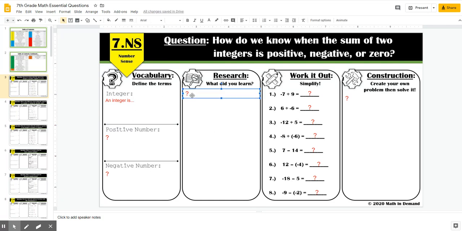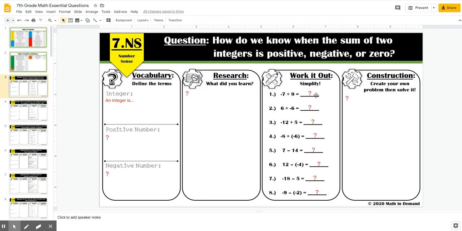Now, the research is that students are going to research the question. I want students to answer the question. And I tell my students I want it to be a very good research. So I want them to fill up this box right here. Don't give me one sentence. I want the question to be answered, okay?